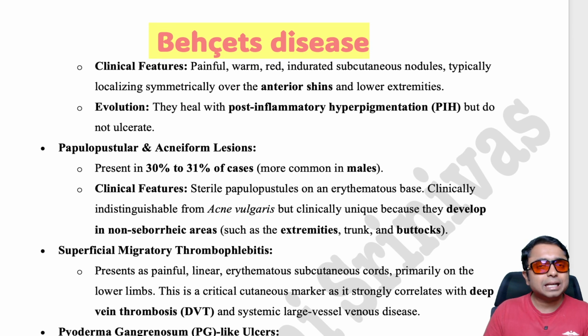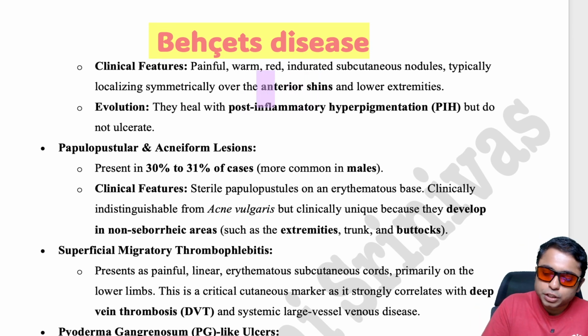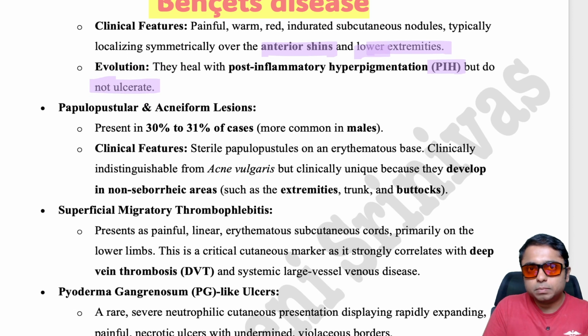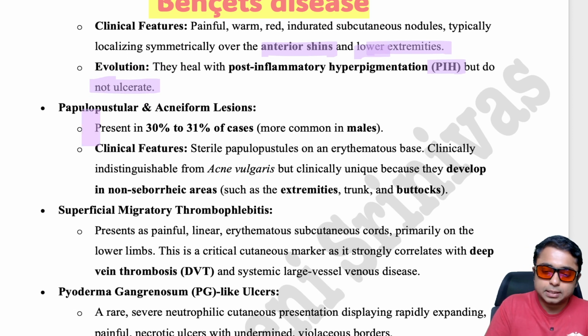It is going to present as erythematous tender nodules over the shin, and it is going to be painful, obviously tender, and it is going to be in the lower extremities, and it is going to heal with pigmentation. So, post inflammatory hyperpigmentation can be seen, and it is not going to ulcerate. Okay, there will not be any ulcer formation in the erythema nodosum lesions associated with Behçet disease.